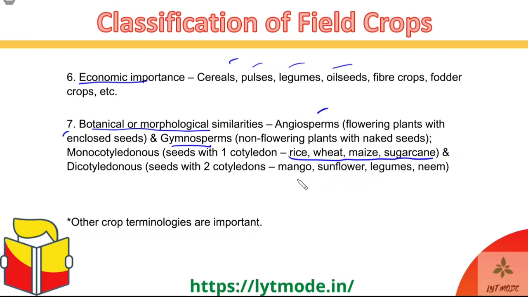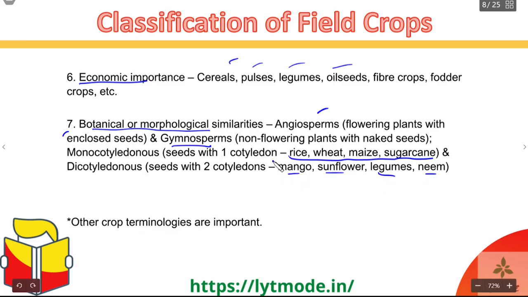It hasn't been asked till date, but you can still remember. It's easy. Then there are the dicotyledons, which have two cotyledons in them. For example, mango, sunflower, legumes, and neem. Sugarcane is monocotyledonous.